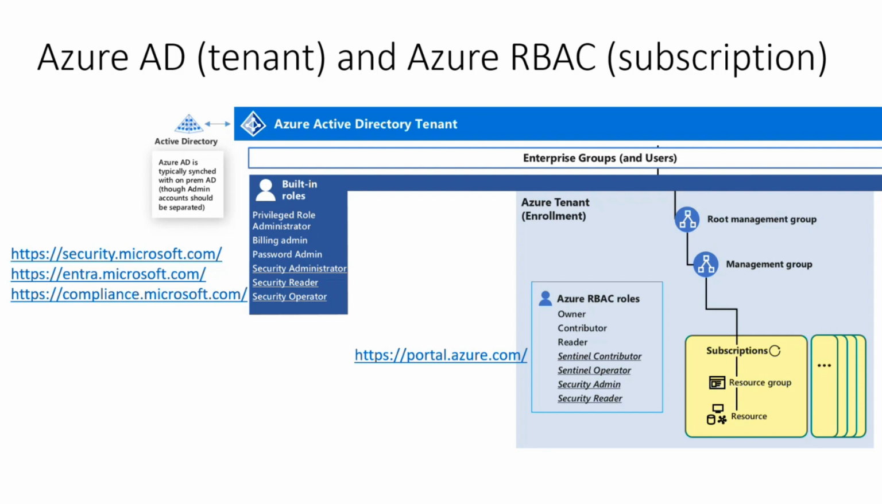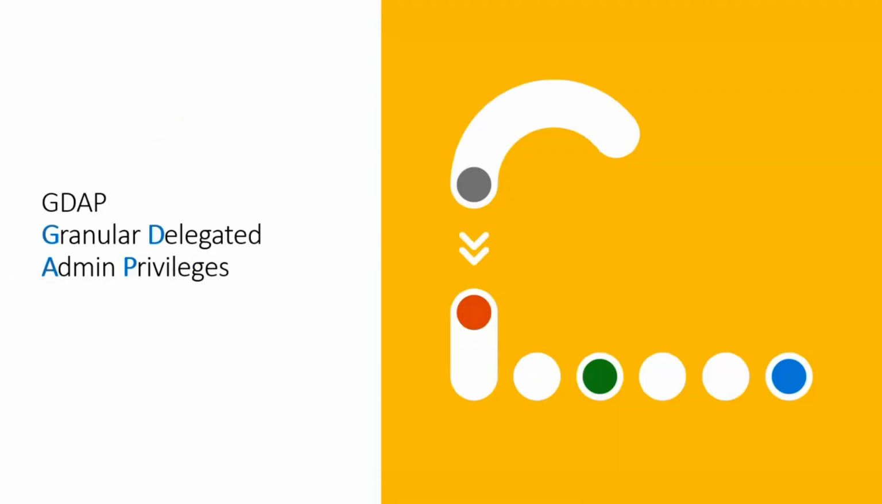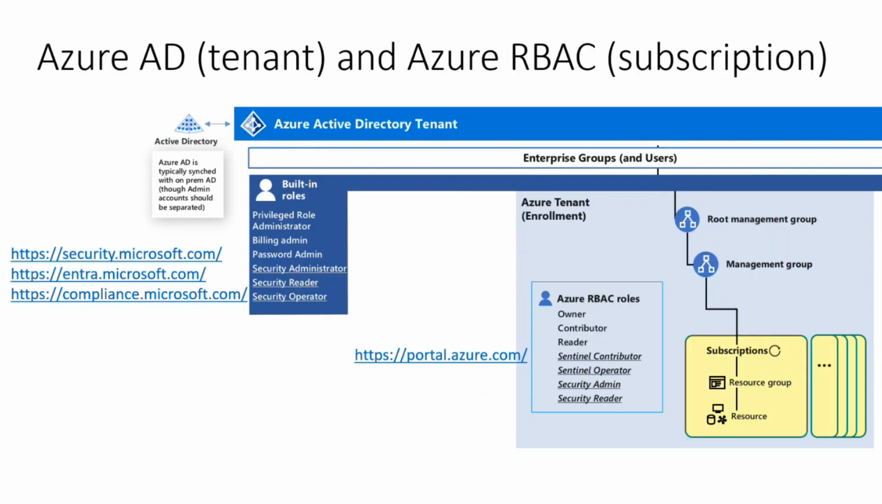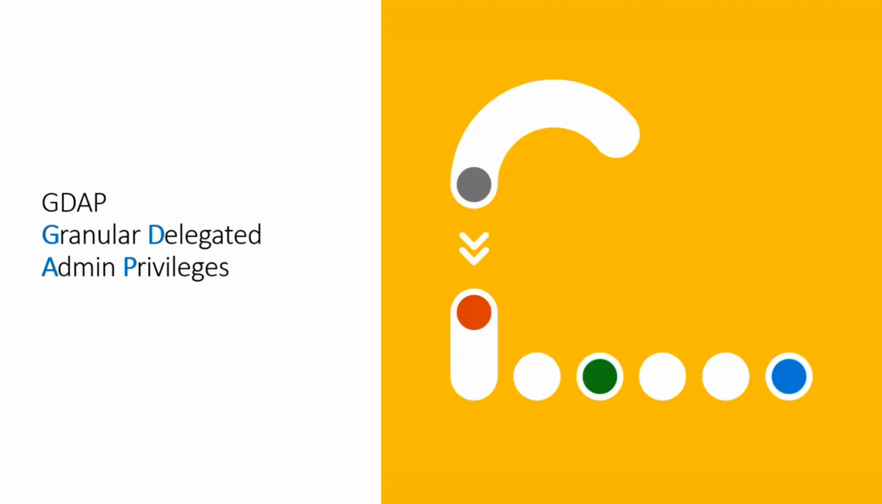Okay, so let's see, move on. Now, this is where GDAP comes into place. I'm actually going to start first with this level, the tenant level area, and then I'll go into this one, which is the Azure Lighthouse. But first, we're going to start with this one. So that's where GDAP comes into place.